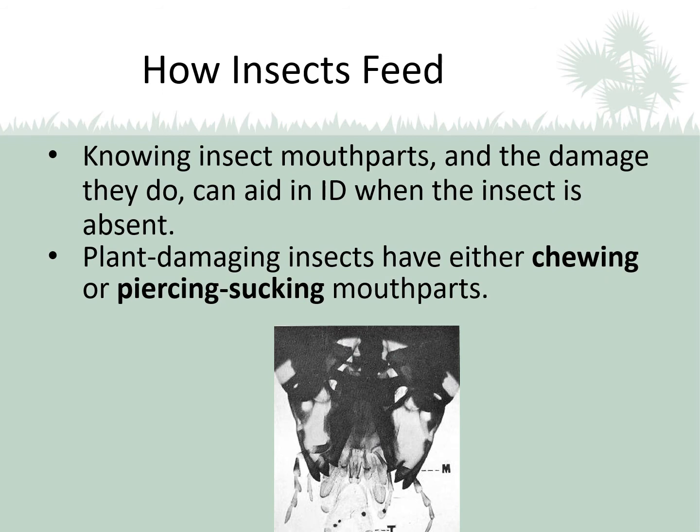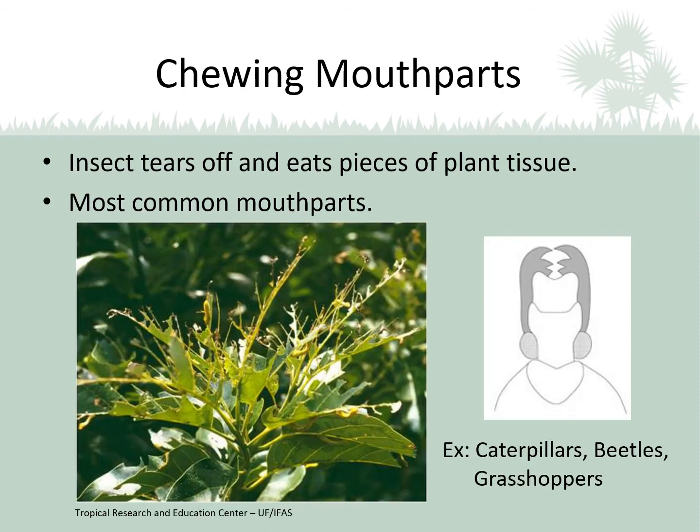So how do insects feed? Knowing insects' mouth parts and the damage they do can aid in our identification of insects. Plant-damaging insects have either chewing or piercing, sucking mouth parts. And I kind of need to add to this, there's also a rasping third type here, and I hope that Teresa's okay with that. So we have chewing, piercing, sucking, and also rasping mouth parts.